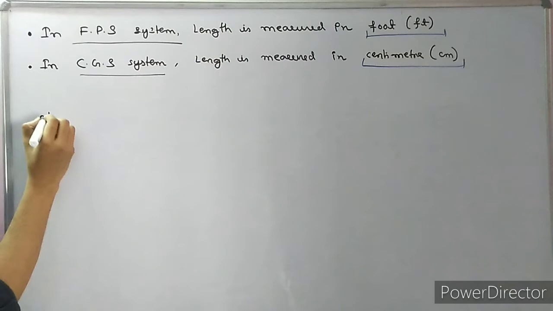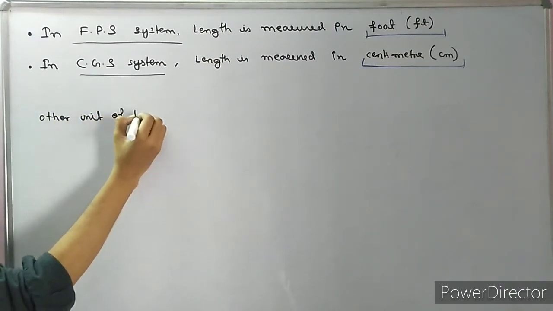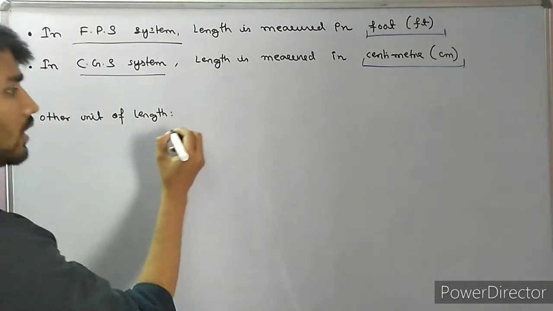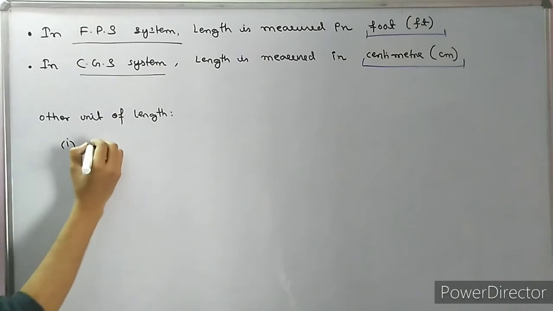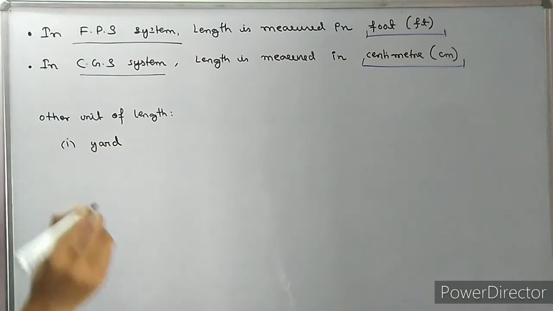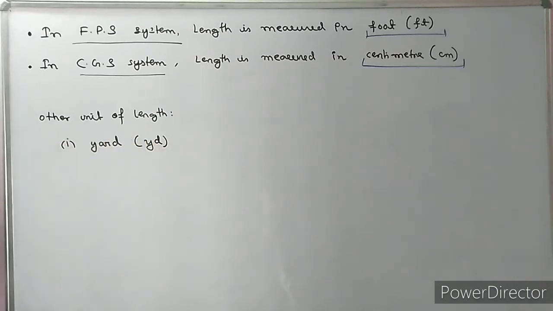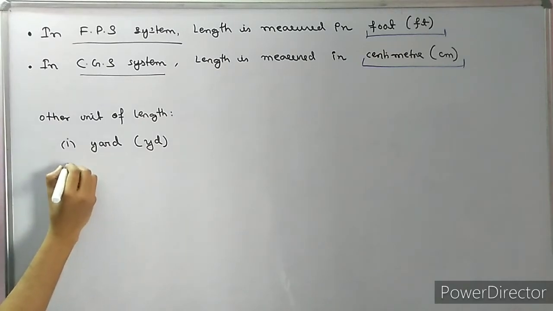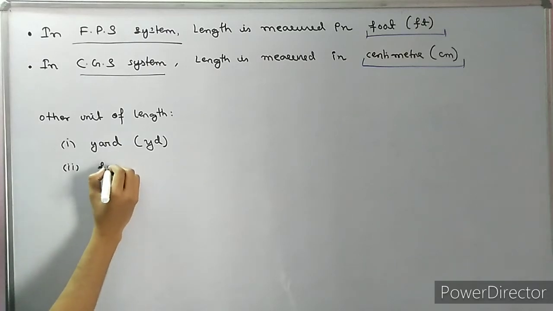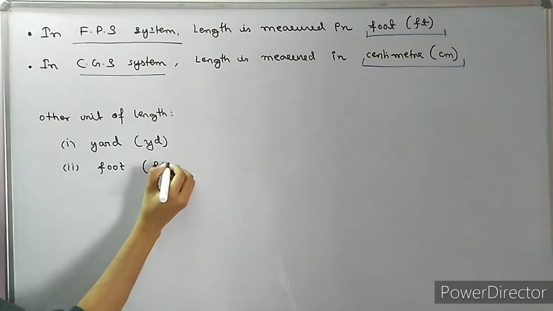Other units of length are also there, and those are, number one, yard, Y-A-R-D. Yard. Symbol is YD. Then we have foot, F-O-O-T. Foot, which is FT.